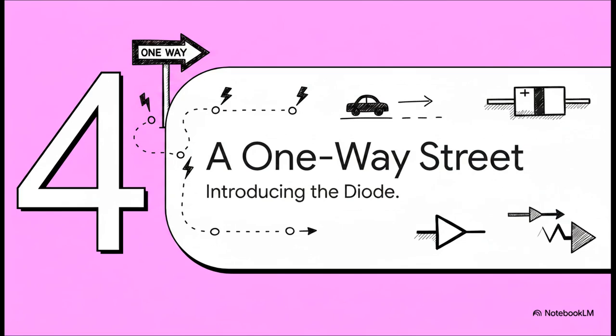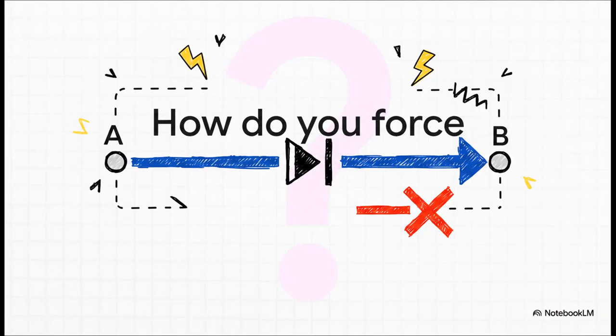Which brings us to Section 4, electricity's one-way street. We have finally arrived at our main event. We're going to zoom in now on one of the simplest, but also one of the most essential active components that exists, the diode. This is the big question.